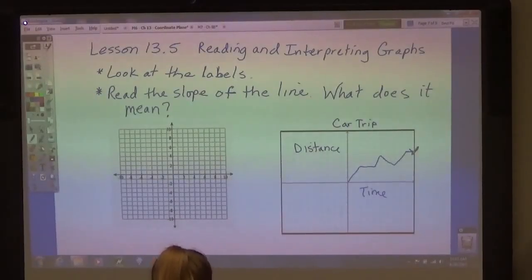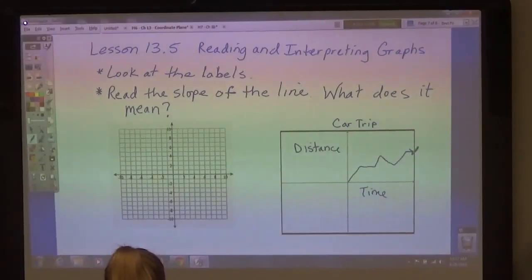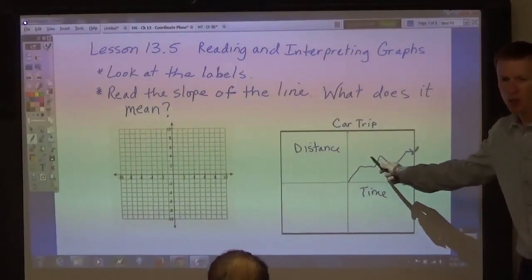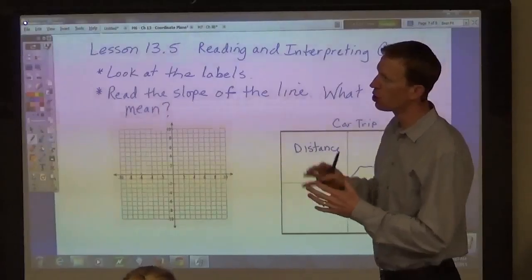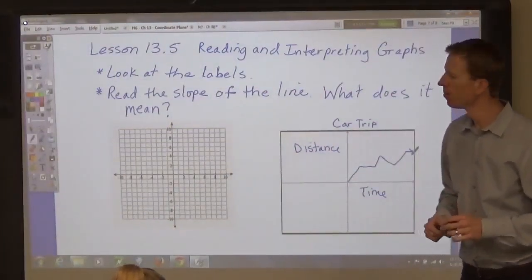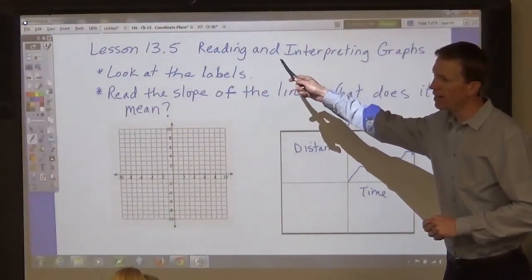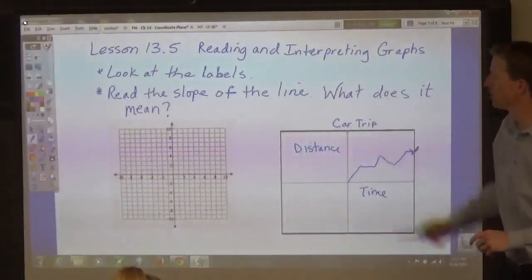Okay, sixth graders, we're going to talk about lesson 13.5. Yesterday we worked on graphing equations. Today we're going to talk about how those equations and graphs are used to show what is happening. So we're going to talk about how to read and interpret graphs.